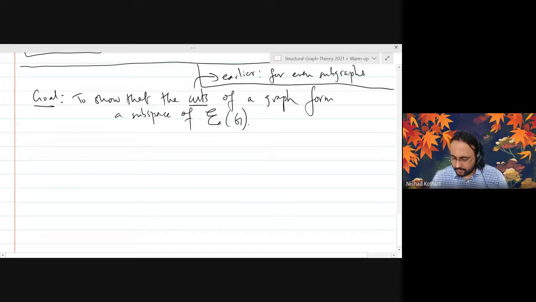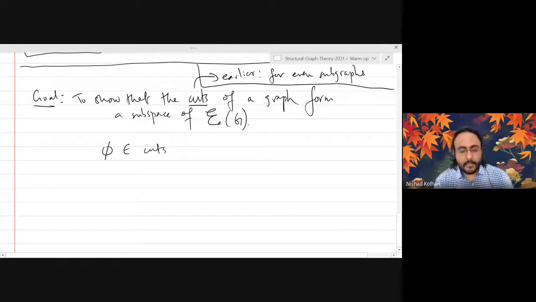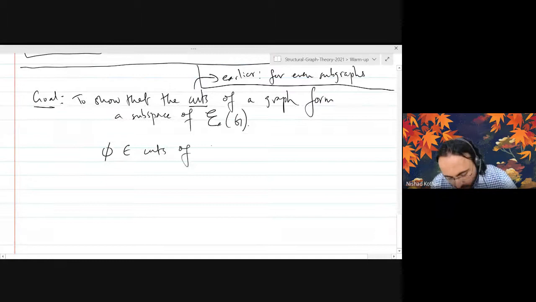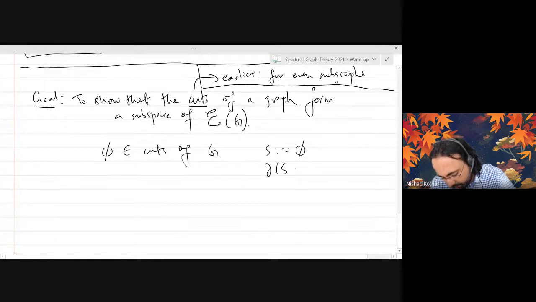Okay. So what does it mean to show that they form a subspace? Well, we have already gone through this before. For that, we need two things. One, we need to check that the empty set is in the set of cuts. So the empty set of edges is a cut of the graph. Why? Because you take S to be the empty set, and now the cut of S is exactly the empty set.